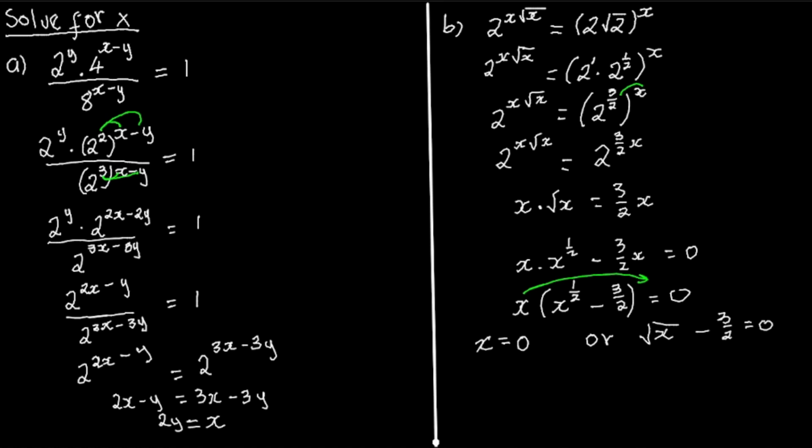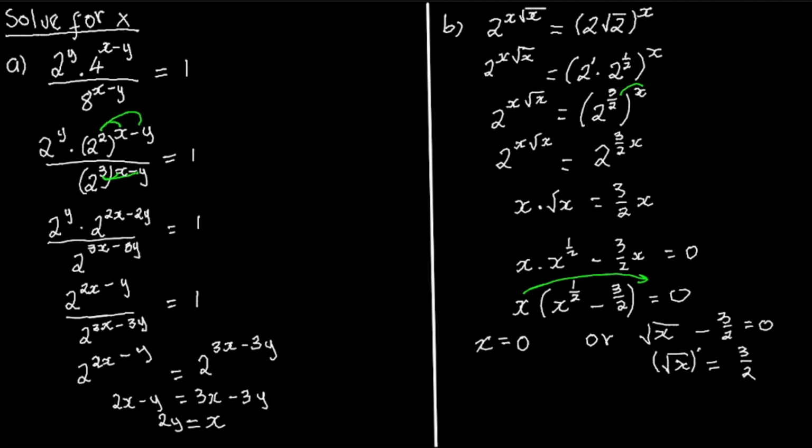So we are going to take 3 over 2 to the other side. So we are going to be left with the root of x equals 3 over 2. Since, guys, at our exponent we have 1 over 2, we know that our root simply represents that our x is raised to the exponent of 1 over 2.